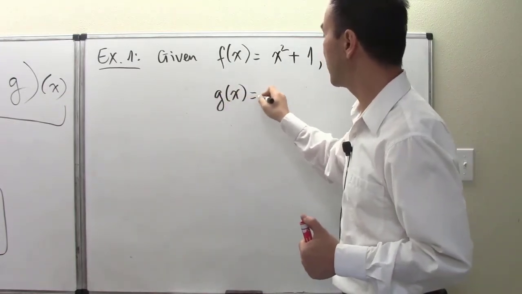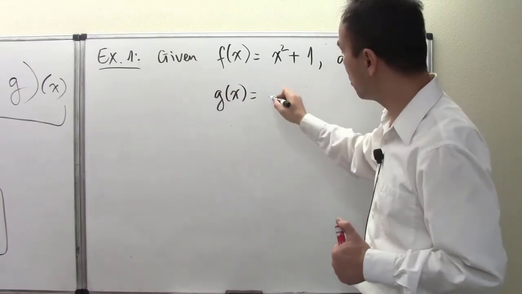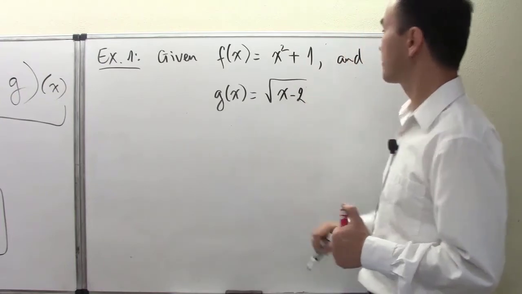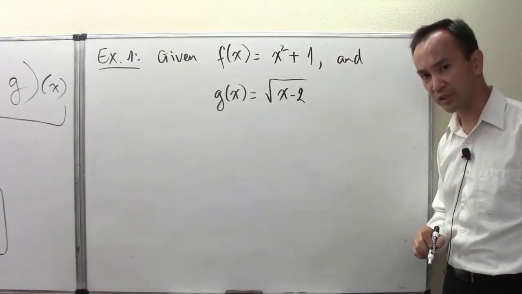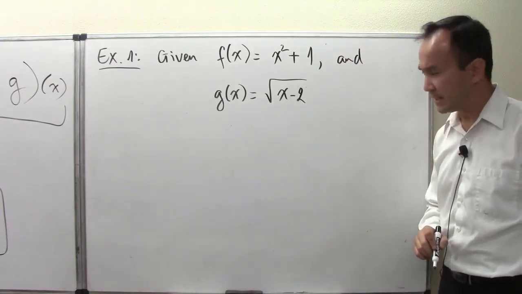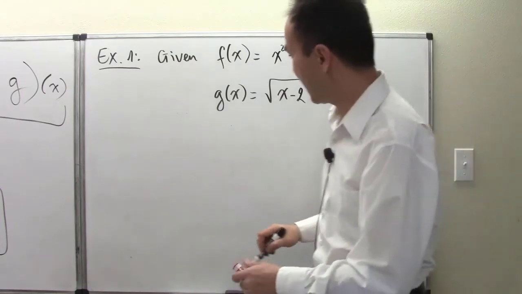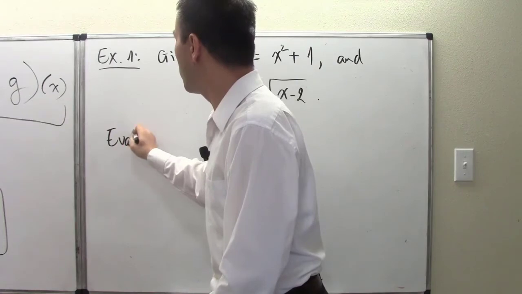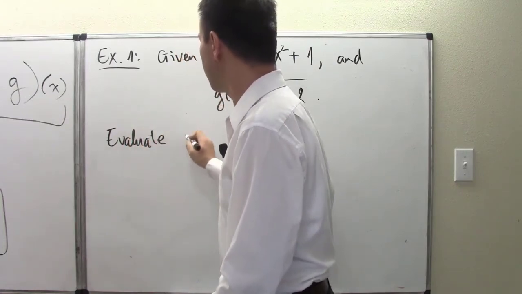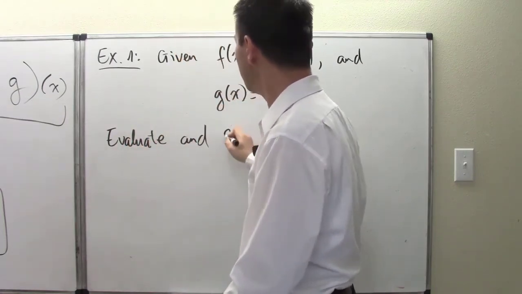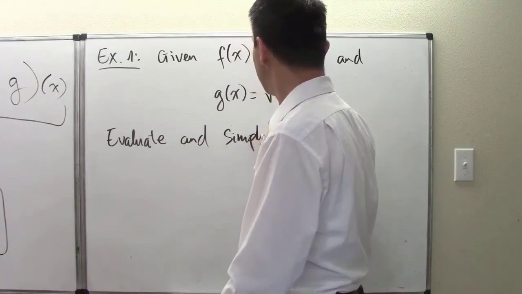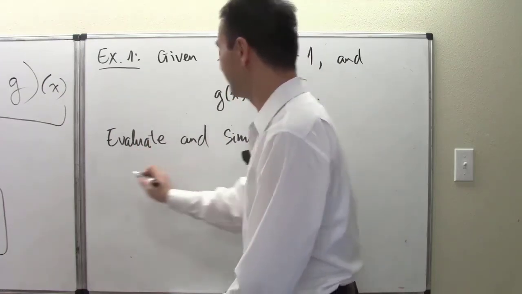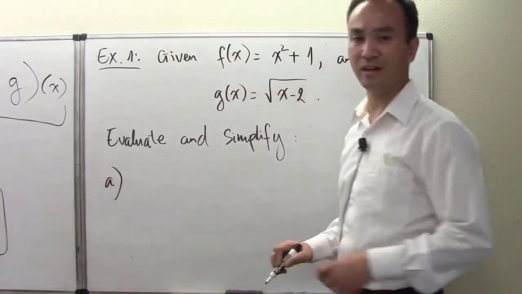So these are all given functions right here. And here I'm looking at the square root of x minus 2. Square root of x minus 2. So now, once we've had that, let's evaluate and simplify. Evaluate and simplify. Part A.